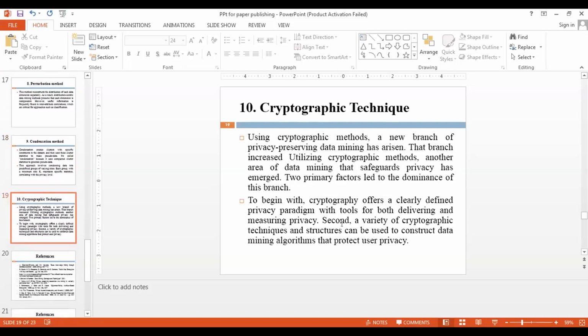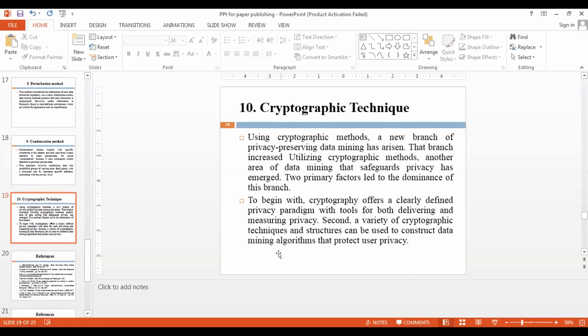And the third is cryptographic techniques. In this cryptographic method, new branches for privacy preserving data mining have arisen. In this cryptographic method, another area of data mining that safeguards privacy has emerged.